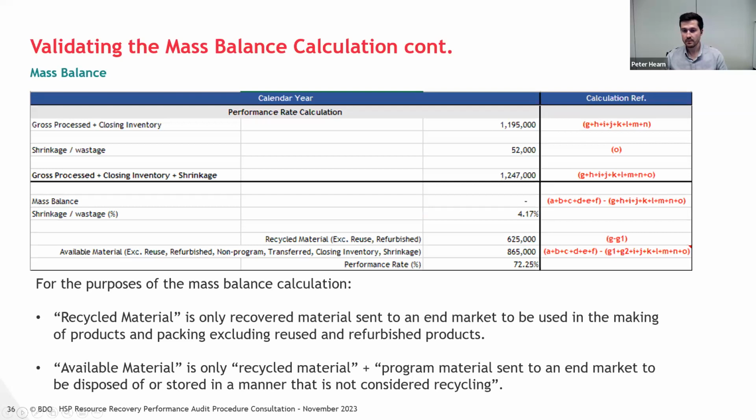For the purposes of this performance rate, the recycled material is only the recovered material sent to an end market to be used in the making of products and packaging, and it excludes reuse and refurbished products if that was possible. And then the available material is only recycled material and program material sent to an end market. So this really strips out all the other variables and focuses on what is recovered versus what was able to be recovered, to give quite a simplified performance rate calculation.